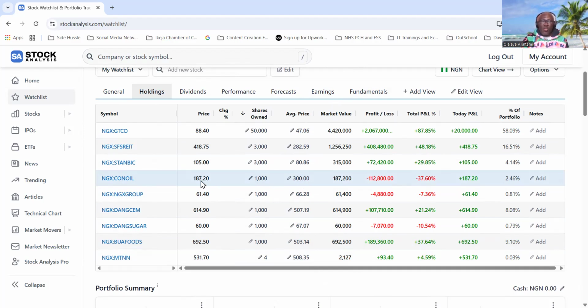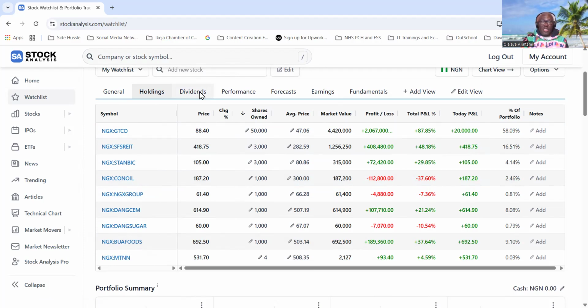So it will now populate the remaining information, the profit or loss, total profit and loss, and every other thing to tell you. But I'm going to delete corn oil because I've not bought it. I don't know what the share price is for corn oil. I don't know what dividend they've paid. So I'm going to delete corn oil. But again, if I want to know that information, I can find it very quickly.